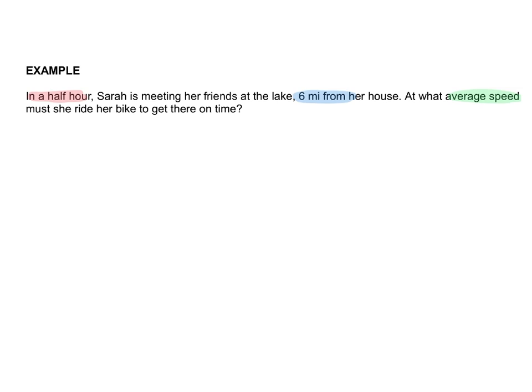So if I'm given a distance, a time, and a speed, I'm going to use my distance equals rate times time formula. So D is equal to R times T. All right, so we're solving this equation for speed. At what average speed must she ride her bike to get there on time? There's a couple different ways of doing this, but I want to solve this equation for r. R is my rate, which is my speed.